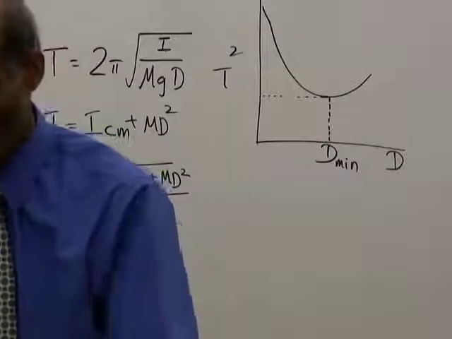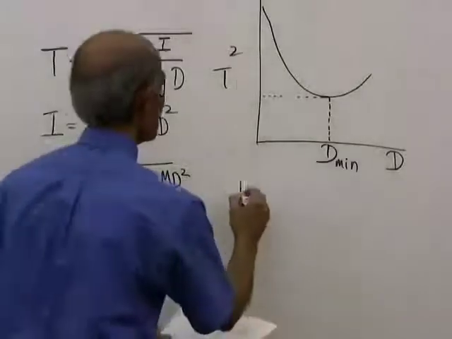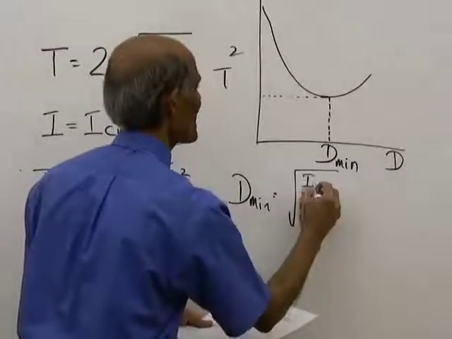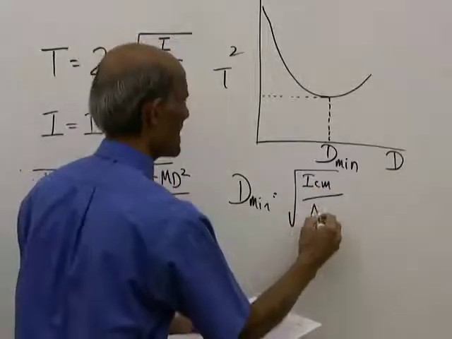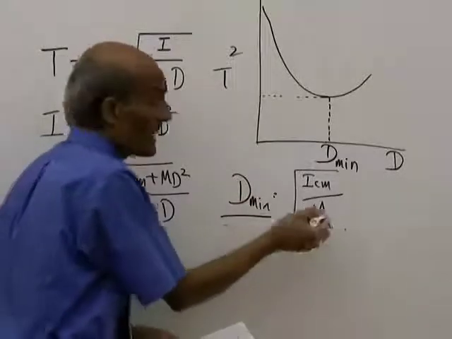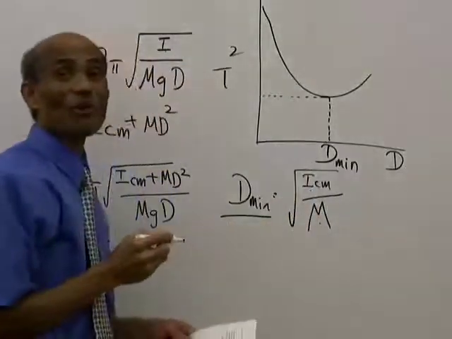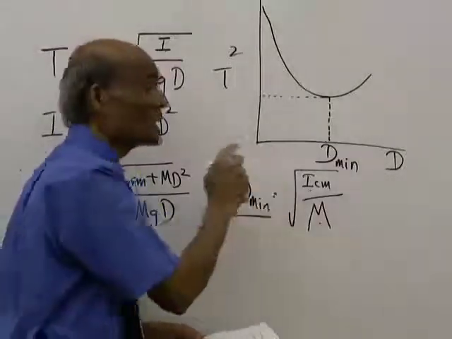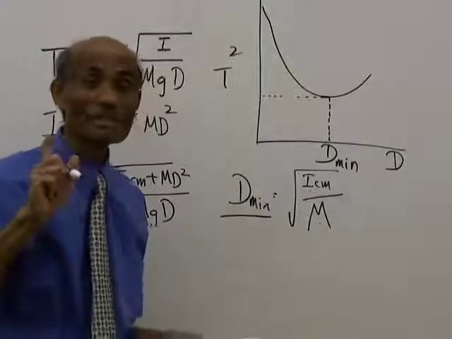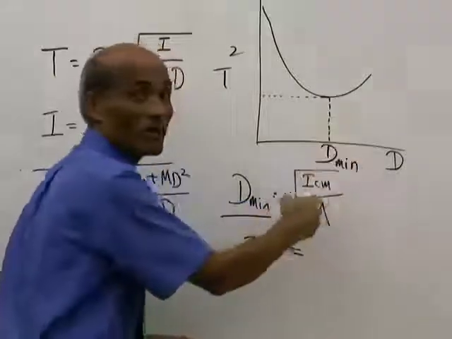And I have worked out the mathematics of it, and I have given you an equation here that d minimum is equal to the square root of I center of mass divided by m. So once you measure this quantity d minimum, and knowing the mass of the meter rule, which you will measure, you can calculate a value for I center of mass for the ruler, the moment of inertia of the ruler about its center of mass. That is the objective for the second part of this experiment. So measure I center of mass experimentally.